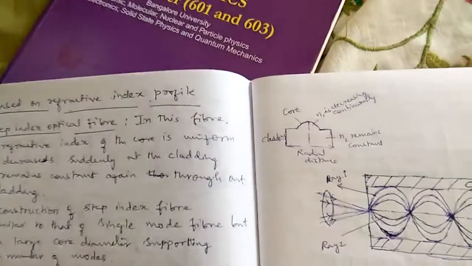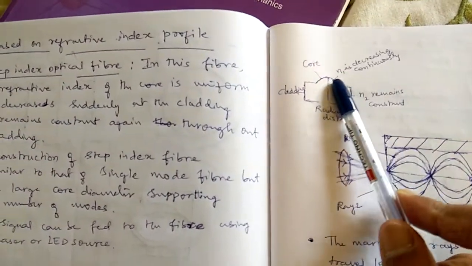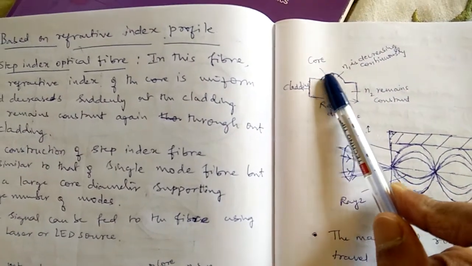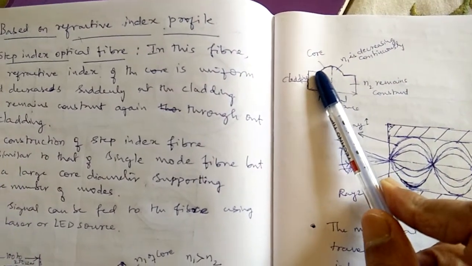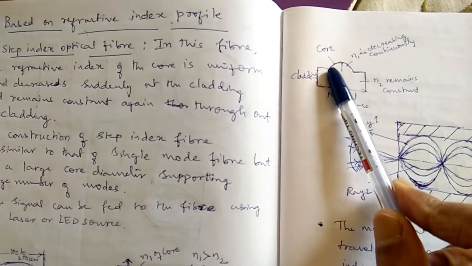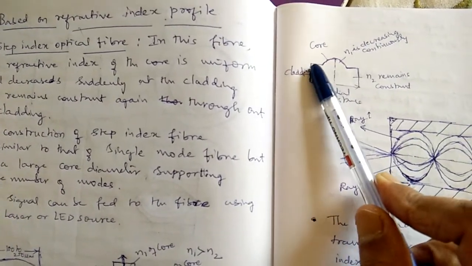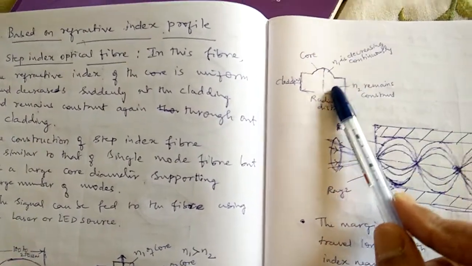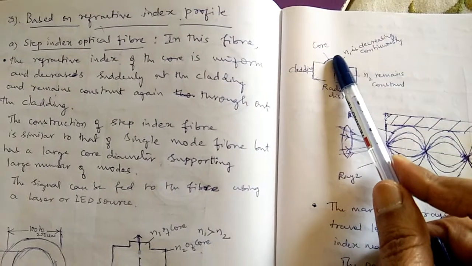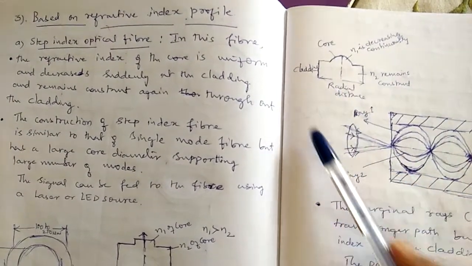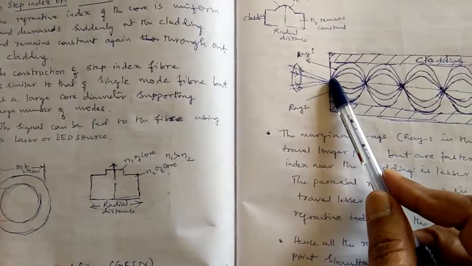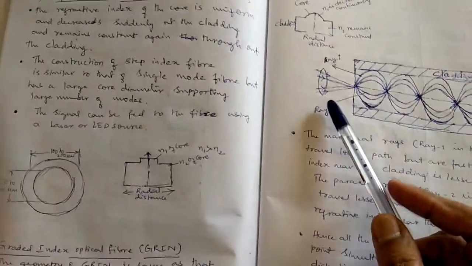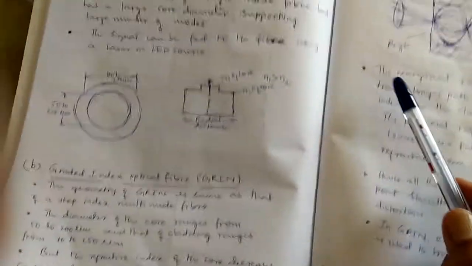So the diagram is like this. You see here it is maximum at this point, and it continuously decreases. It is a dome-like structure, continuously decreasing, and when it reaches the cladding region it remains constant throughout the cladding. So n1 is greater than n2, but n1 decreases continuously within the core region, from the axis to the cladding surface.